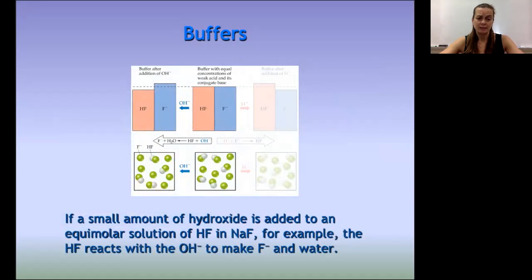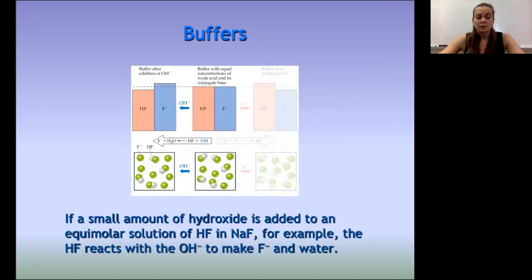If we add a small amount of hydroxide, even a strong base like hydroxide, that hydroxide ion is going to react with the hydrofluoric acid, and it's going to make the fluoride ion and water. Now notice that the hydroxide ion isn't reacting with the hydrogen ion that's in solution. It's reacting with the hydrogen fluoride. And so the pH of the solution doesn't change substantially.